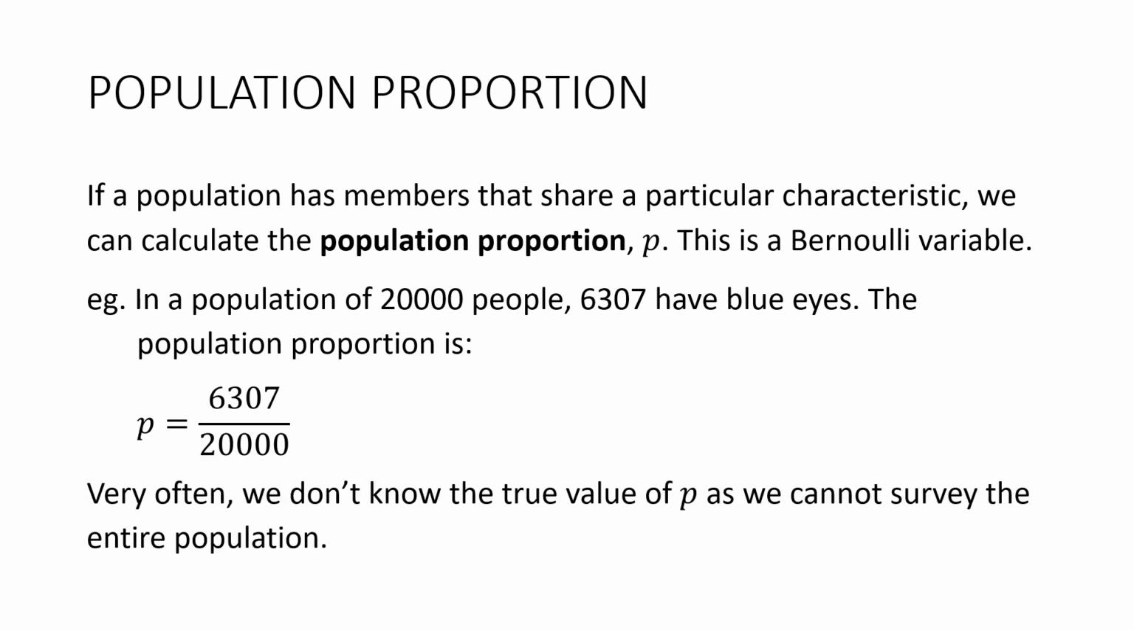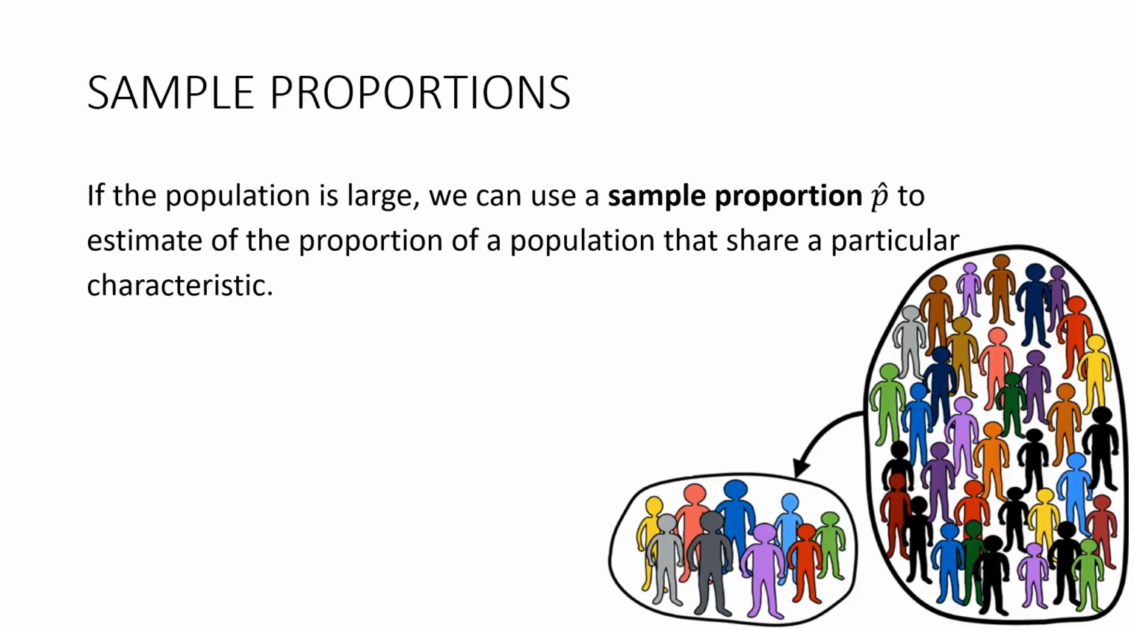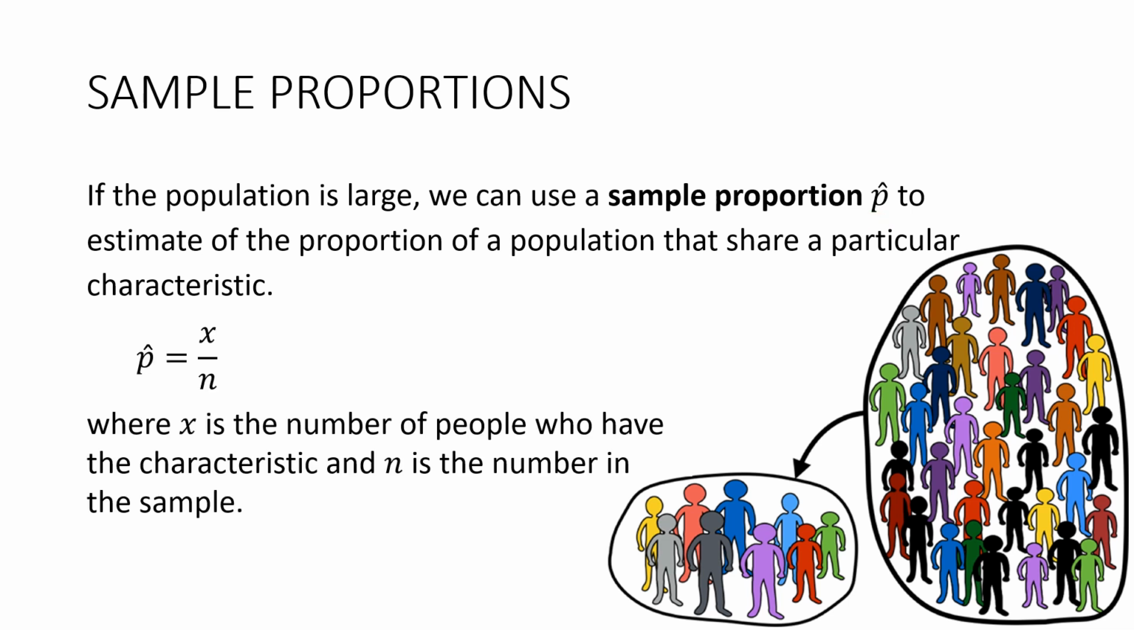Very often we don't know the true value of P as we cannot survey the entire population. So this is what we can do. If the population is large, we can use a sample proportion to estimate the proportion of a population that share a particular characteristic. And here's the notation for sample proportion. We call it P hat. And P hat is equal to X over N.